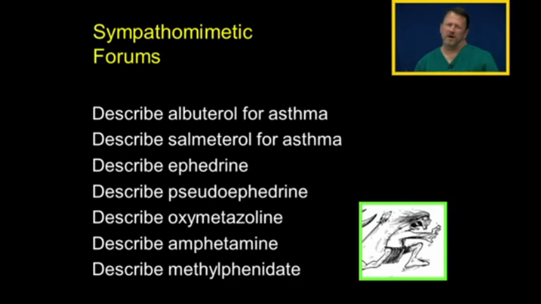So can you describe the effects of albuterol when we use it in an asthmatic? Salmeterol is just a long-acting form of albuterol, and it's used in asthma. Can you describe ephedrine? It's commonly used as a decongestant, as is Sudafed. Oxymetazoline is a longer-acting form of neosynephrine that they've put in nasal sprays. And so amphetamine is essentially acting, meaning it works on the brain as well as being sympathomimetic, as is methylphenidate.